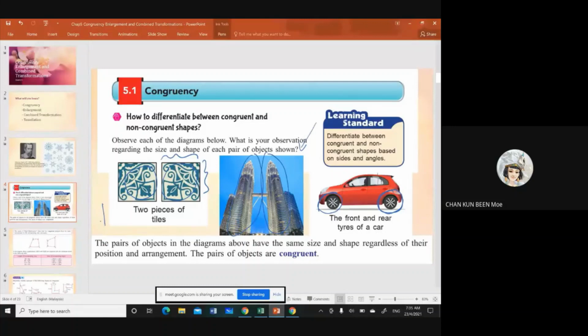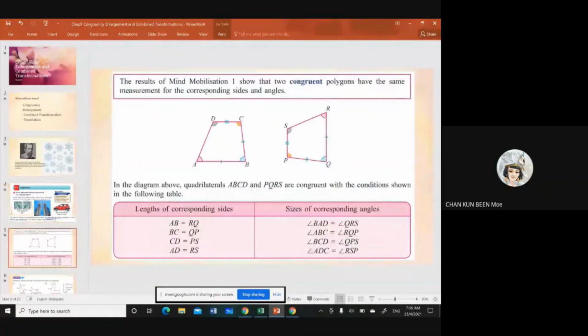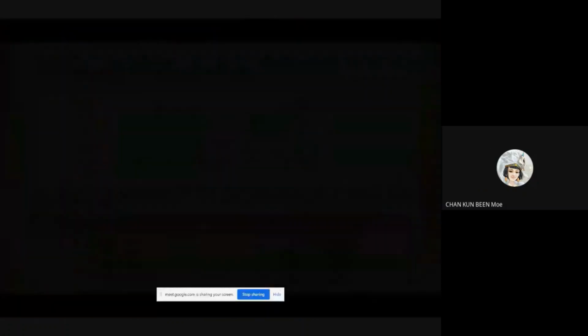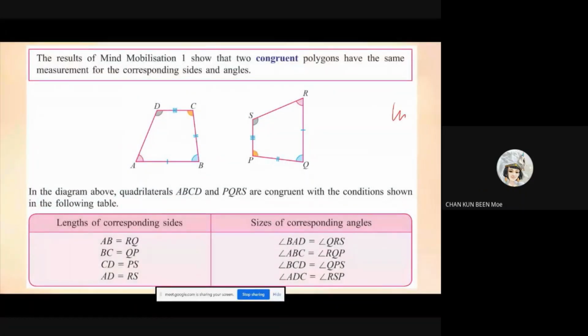Now we look at the meaning of congruent. So the pairs of objects in the diagrams above have the same size and shape, regardless of their position and arrangement. So we are not going to look at the position and arrangement. Just that when you see the size and the shape are the same, it means that the pairs of objects are congruent. Okay, so we move on to the next one. I wonder why I cannot write when I'm presenting. I can write now. Okay, so let's go on here.